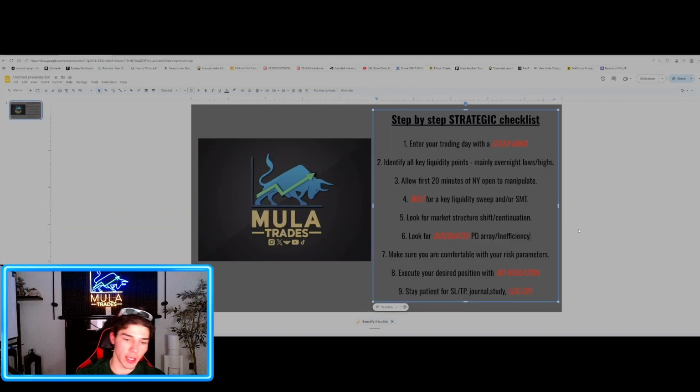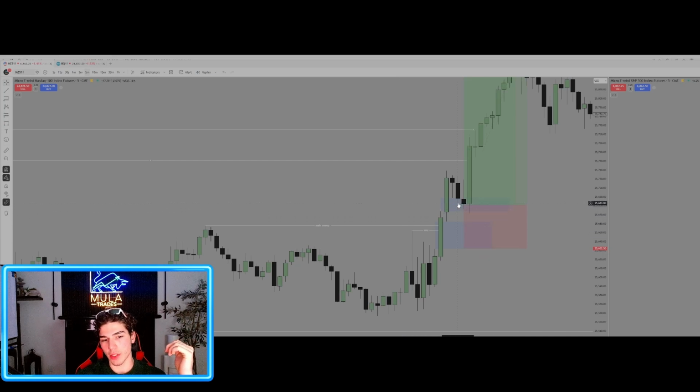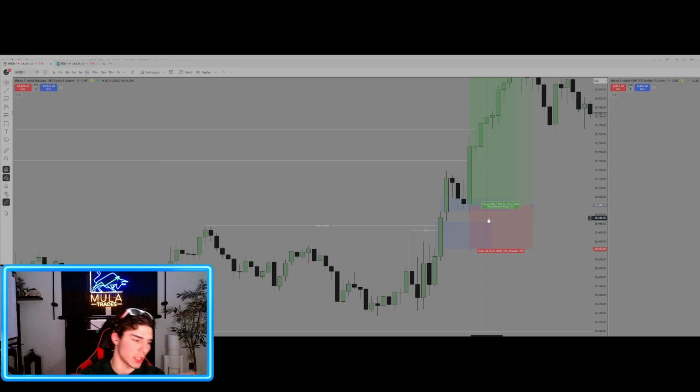So moving on to step number 8, execute your desired position with no hesitation. Once price gets into your, let's say you have this tool set up prior, make sure you guys are executing that position with ease. Obviously, you do want to look for a bounce or a rejection, if you're long or short. Make sure you're waiting for that confirmation. Some people don't wait for confirmation. I personally don't like to just predict that we're going to bounce or reject off of there. So make sure you're waiting for that confirmation if you want a little more confluence. And then based off of that, you should be able to just execute the position with no hesitation.